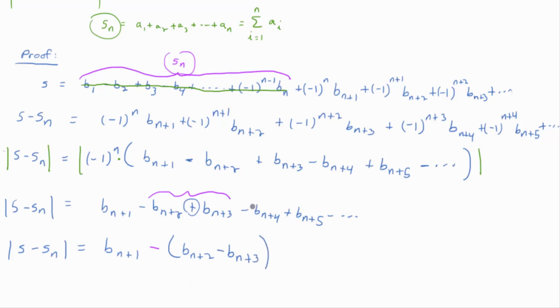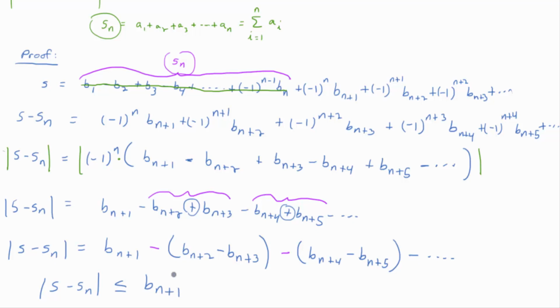Okay. And then let's do it for these two guys as well. Factor out a negative, and we'll get minus out front, right? And then we get b_{n+4}. This guy changes to minus. And then you keep doing it, dot, dot, dot, minus, dot, dot, dot. You keep doing that for each successive grouping of two terms. I'm going to have to convince you of this, but I can just make the statement now. With a little bit of thought, it's clear that the absolute value of S minus S_n is going to be less than or equal to b_{n+1}.